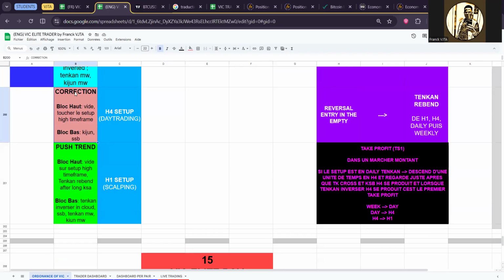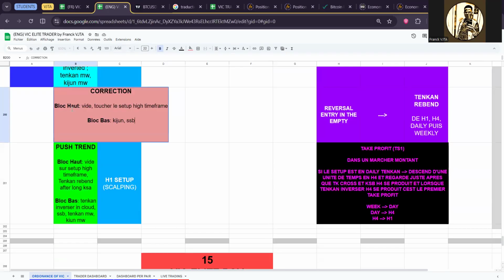Now the correction. Let us move to the correction now. Top block. The bottom block.